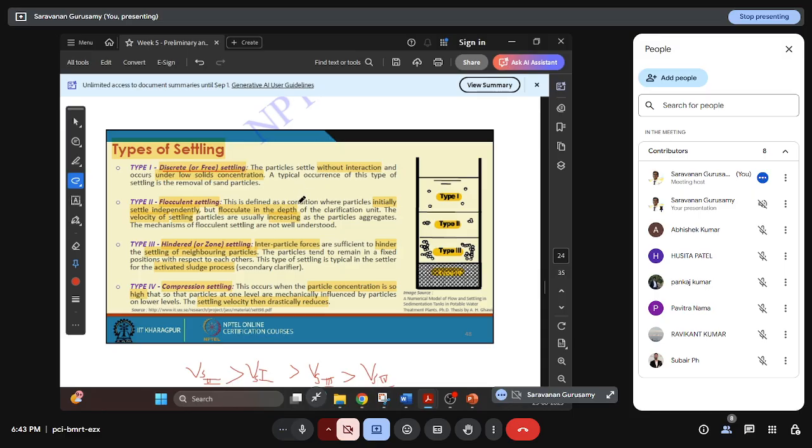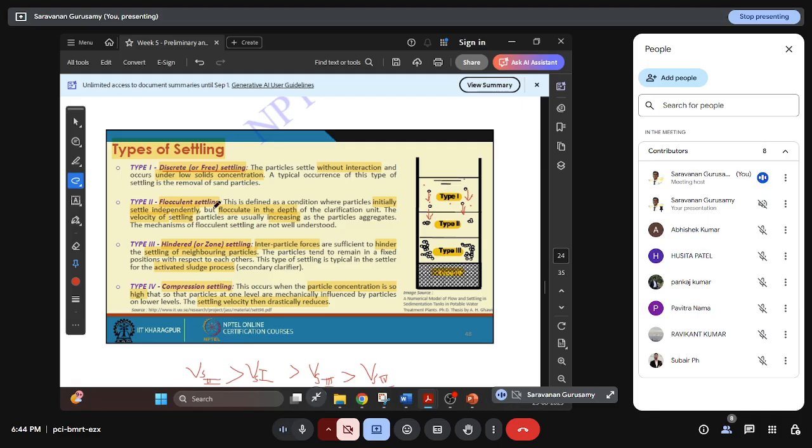First, discrete settling. That means each particle will settle on its own. Each particle has a separate settling velocity and settles separately, so one does not interfere with the other's settling. That's called discrete settling, or free settling, without any interaction, under low solids conditions. The solids are not at a high concentration, so with the low concentration, they easily settle on their own.